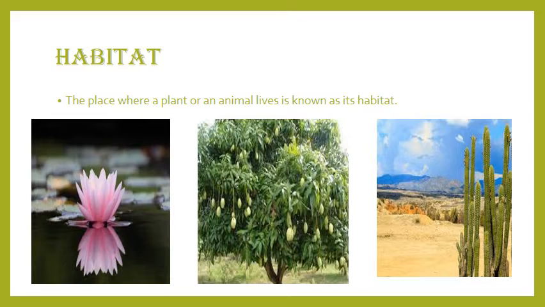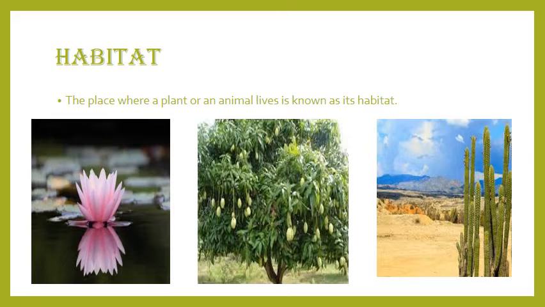So this is known as their habitat, meaning the living place of a plant where they can grow and reproduce. In simple language, the place where a plant or animal lives, grows or reproduces is known as its habitat. We can say the environment or climate where a plant gets a favorable condition to grow and reproduce is known as its habitat.